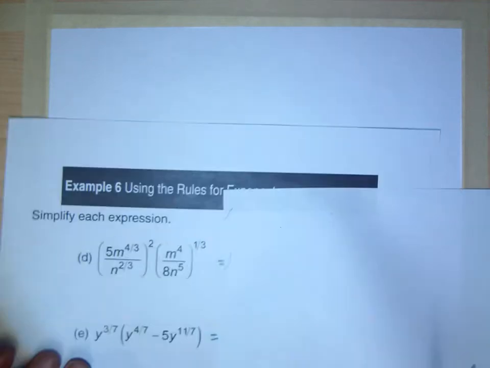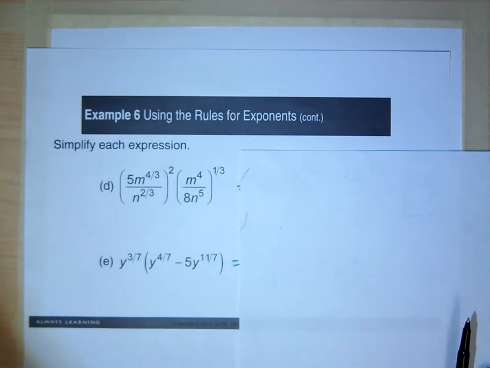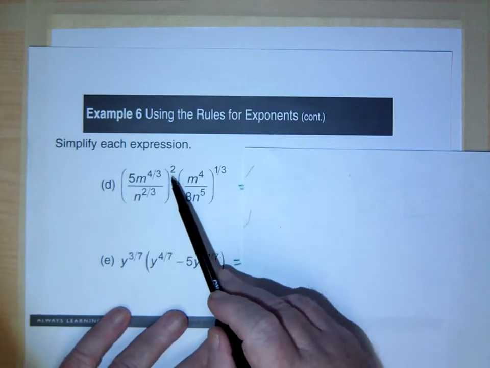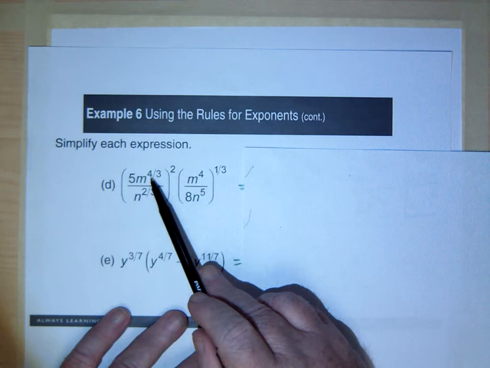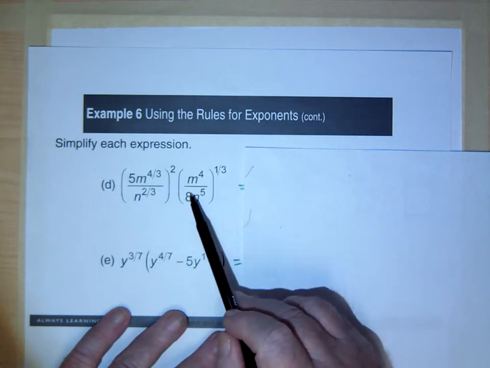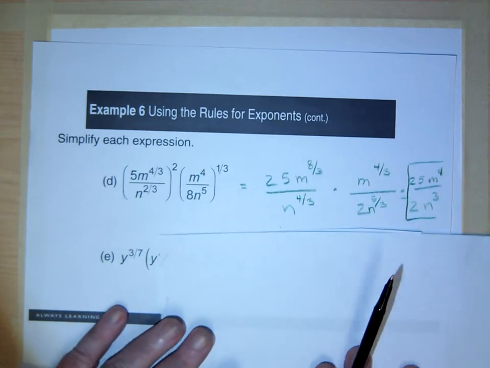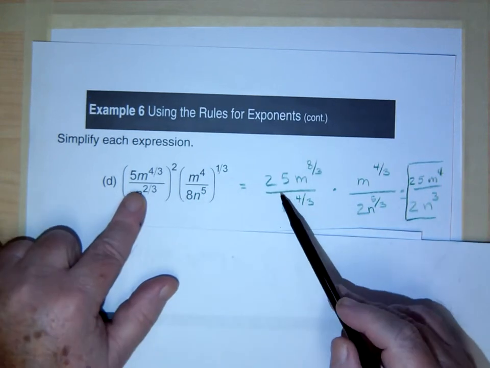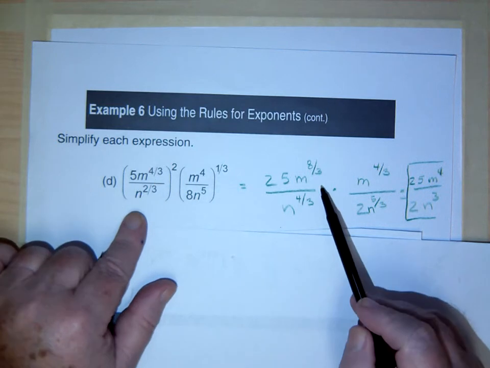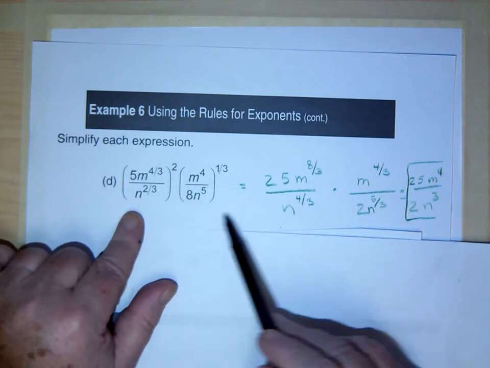The expressions can get a little more complicated. Here we have this expression. I'm going to apply the 2 to each factor, and here I'm going to apply the 1/3 to each factor, and what we're going to get is that 5 squared is 25. If I take 2 times 4 over 3, I get 8 over 3. 2 times 2/3 is 4 over 3.